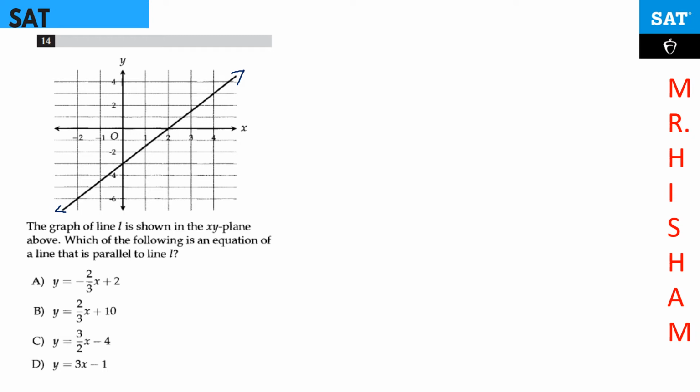If I want to find the slope of the given straight line L, I can find the straight line parallel to it. Parallel means that they have the same slope. To find the slope, I can use rise over run. So from this point, 1, 2, 3. So I rose 3 and ran 2. So the slope is 3 over 2.